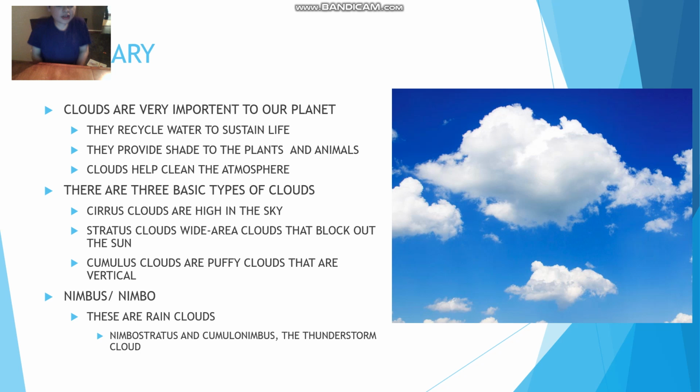But what about these words? What about nimbus and nimbo? Well, if you hear the word nimbus, you know that's a rain cloud. Any cloud that has nimbus means that's a rain cloud. But nimbo means that's not a rain cloud, like nimbostratus and cumulonimbus, the thunderstorm cloud.